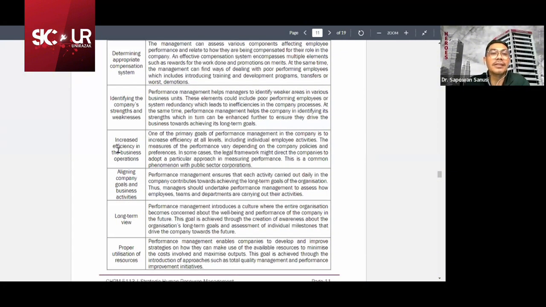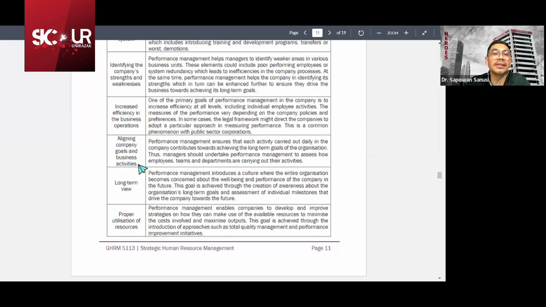Okay? And then, increase efficiency in the business operation, aligning company goals and business activity. Yang penting, increase efficiency. Efficiency is about, kita tengok dekat sini, it's about apa? The measurement, the performance, depending on the company policy, same case, the legal framework might differ by company. Ada particular measurement, measuring performance. Okay. Efficiency in measuring performance is all about apa tadi? Tools. Mesti ada tools to reduce or to make sure the costing is in control. Okay. Aligning company goal and business activity.